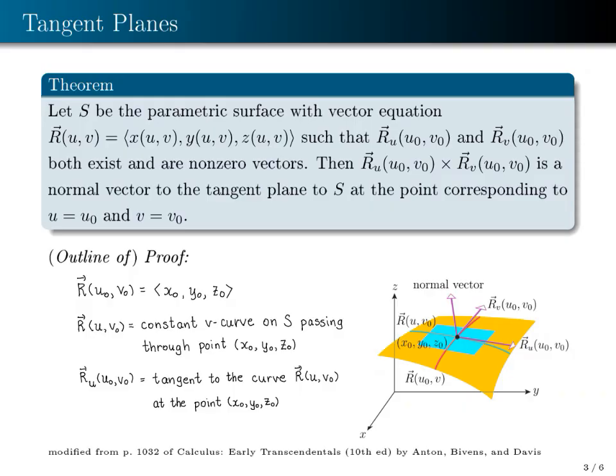In the figure, the tangent plane to S at the point x0, y0, z0 is colored light blue. Clearly, representations of the vectors r_u at u0, v0 and r_v at u0, v0 with initial point at x0, y0, z0 should lie on this light blue tangent plane. This implies that taking the cross product of the vectors r_u at u0, v0 and r_v at u0, v0 yields a normal vector to the light blue tangent plane. This completes the proof.